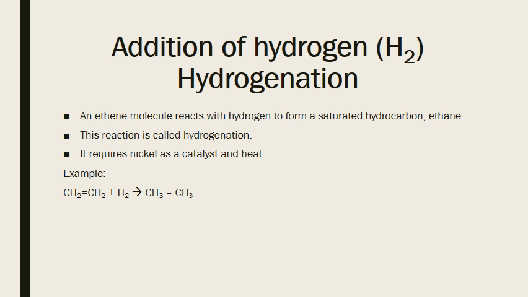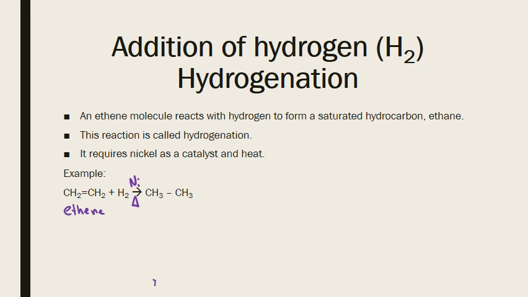Addition of hydrogen, hydrogenation. An ethene molecule reacts with hydrogen to form a saturated hydrocarbon, ethane. This reaction is called hydrogenation. It requires nickel as a catalyst and heat. For example, we've got this molecule, this is ethene, and we add hydrogen to it, H2, in the presence of nickel and heat to give us CH3.